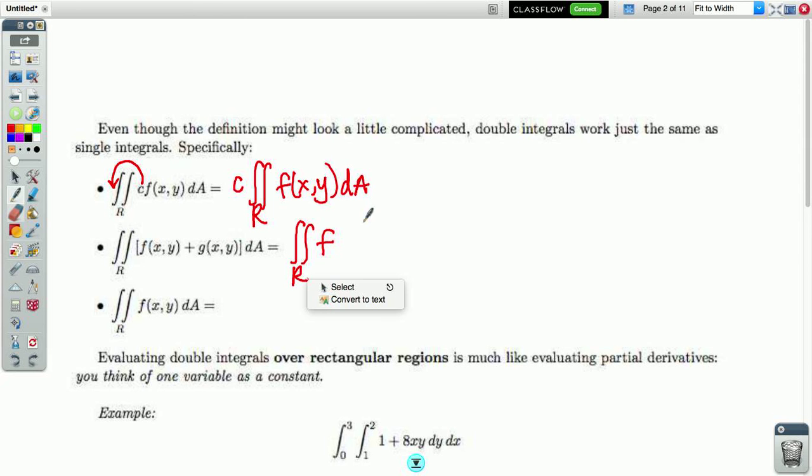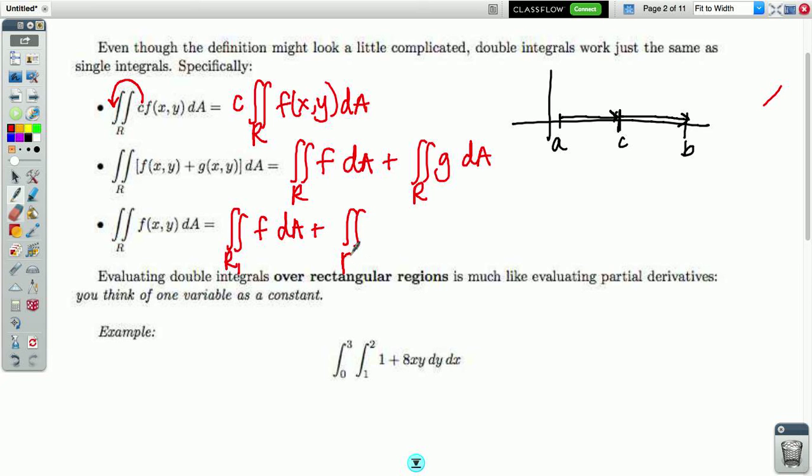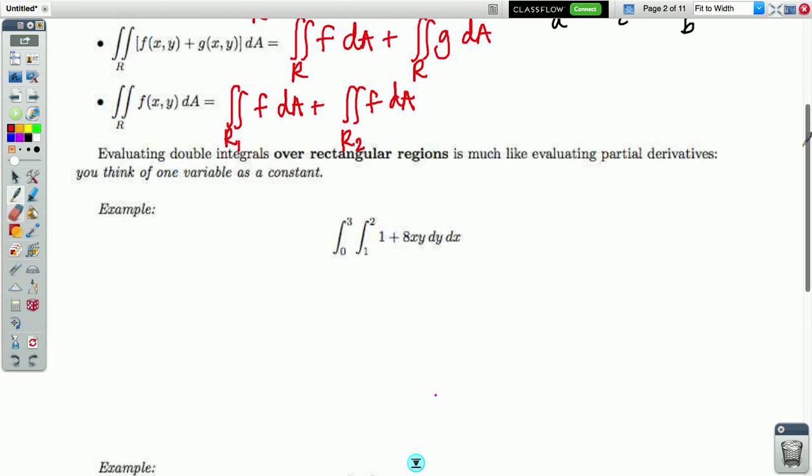So I'm just going to sort of shorthand this, plus the integral of g dA. The other thing that you can do, and this is probably less common, but you can still do it, is split up this region into 2 smaller regions. So remember, when you're dealing with single variable calculus, maybe if you're integrating from A to B, it's the same as integrating from A to C, and then again from C to B. It's like you can split this up. You can do the same thing with double integrals. So you could split this into 2 smaller regions, and you'll still get the same volume. Works the same way.